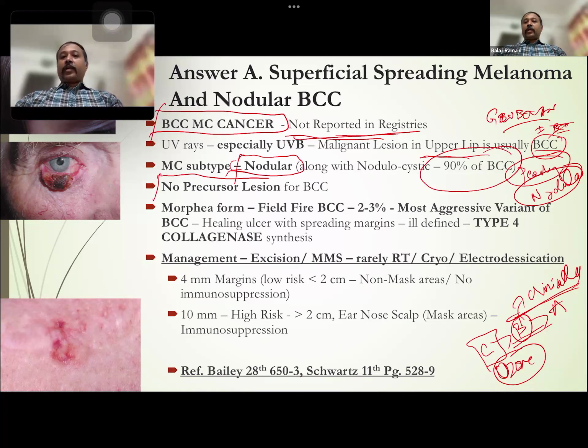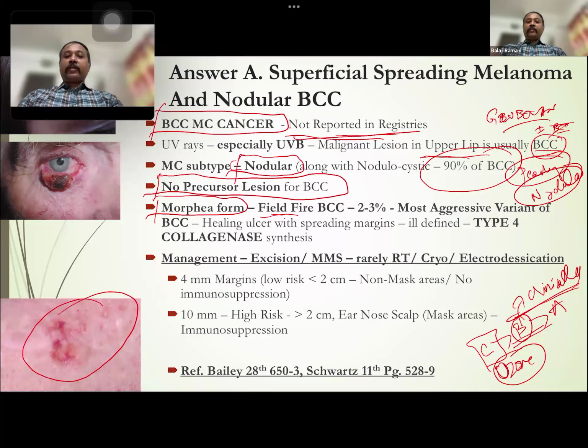One other feature that you have in BCC is there is no precursor lesion. There is no pre-existing lesion. For melanoma, you have got the various types of nevi. For your squamous cell carcinoma, you've got actinic keratosis and other lesions like Marjolin's ulcer, etc., that can lead on to it. But when you take a BCC, there is no precursor lesion available. Then you have your field fire type, which is the most dangerous type of BCC. Field fire, like here, this is the classical field fire type of lesion.